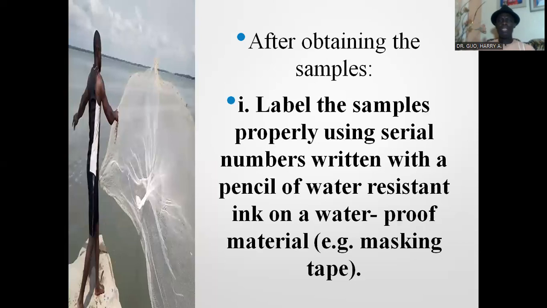After obtaining the samples, you're expected to label the samples properly using serial numbers written with pencil or water-resistant ink on a waterproof material, such as masking tape. So labeling is very important. So proper labeling of the samples should be done.